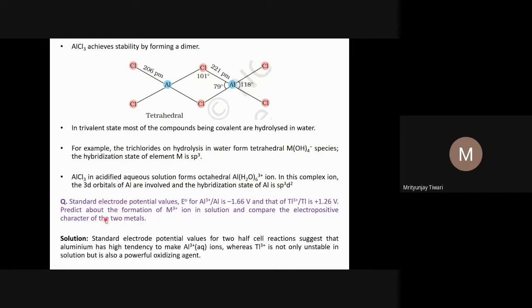Let us now take this question. The standard electrode potential value E naught for aluminium 3 plus to aluminium is minus 1.66 volt. This value we have seen in the previous table as well. And that for thallium 3 plus to thallium is plus 1.26 volt. Predict the formation of the M3 plus ion in solution and compare the electropositive character of the two metals. So we have to compare the electropositive character of the two metals, and we also have to predict which of the plus 3 ions will be formed in the aqueous solution.